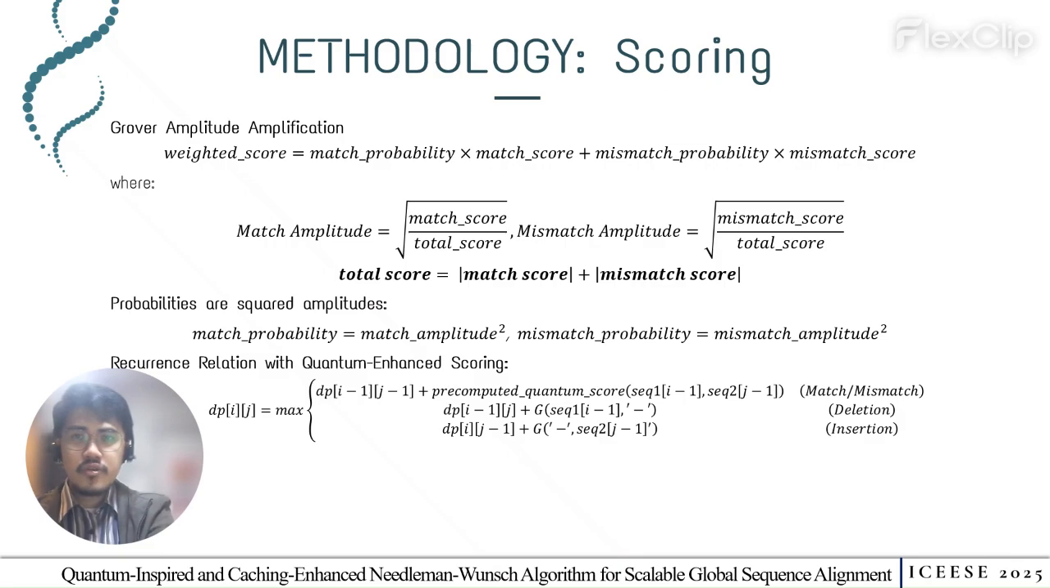The scoring formula simulates Grover's amplitude amplification, where the probabilities are computed as the square of amplitudes. A weighted score combines match and mismatch probabilities, and this is used in a modified recurrence relation that improves both accuracy and computational depth. This quantum-inspired mechanism introduces probabilistic behavior while maintaining deterministic outputs.